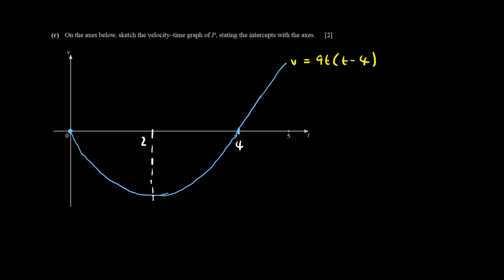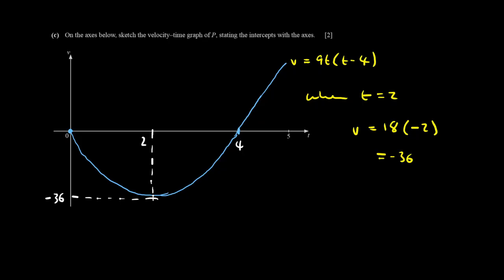So we can probably also find the velocity when t is equal to 2. I think that'd be a helpful thing. So when t is equal to 2, the velocity is going to be equal to 9 times 2, which is 18, times 2 minus 4, which is minus 2. So that's going to be equal to minus 36. So we can label that as being minus 36.